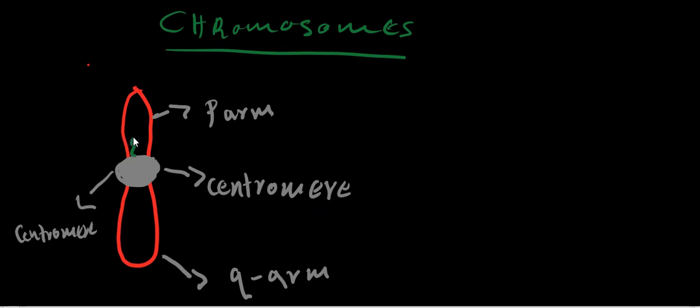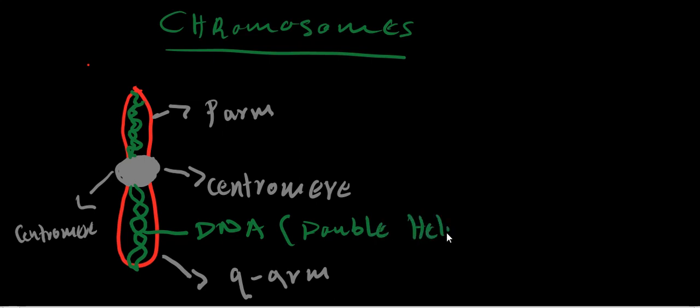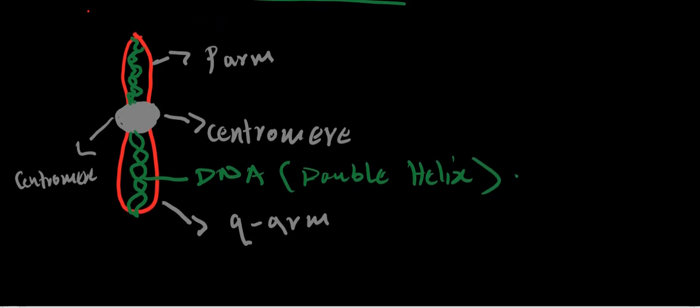Then you need to understand one thing. Both arms are made up of DNA molecules. So this is the DNA strand which I'm drawing there. Even this side, you need to expect some DNA strands which are just coiled, and as you know, a DNA molecule is a double helix. All right, guys.